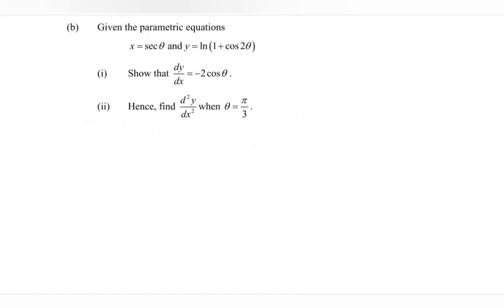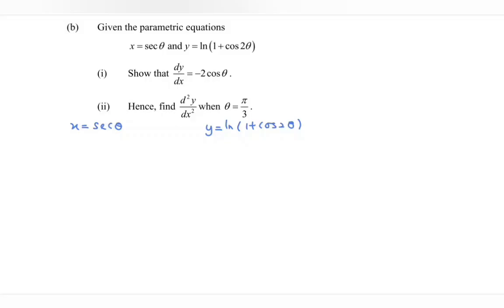Next, kindly refer to part b. Given the parametric equations where x equals secant theta, and y equals ln(1 plus cos 2 theta). The question asks us to show dy/dx.